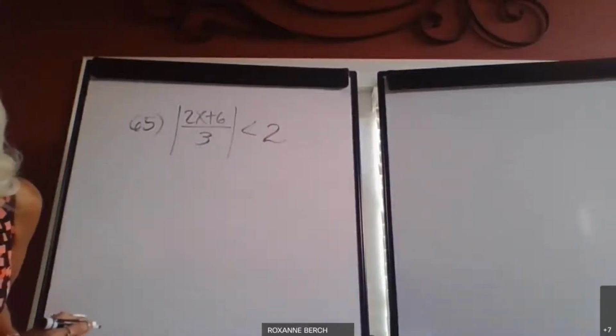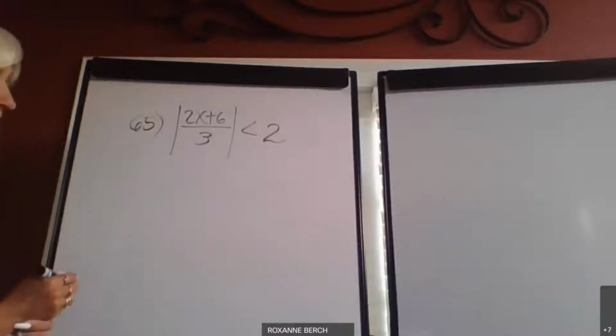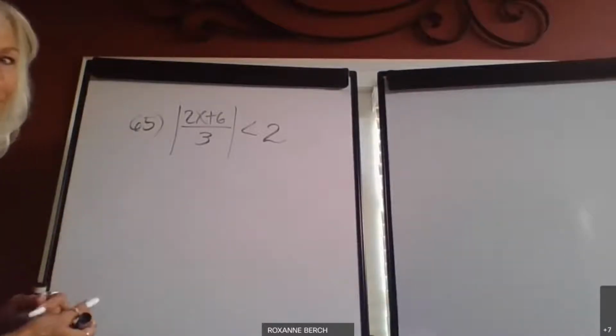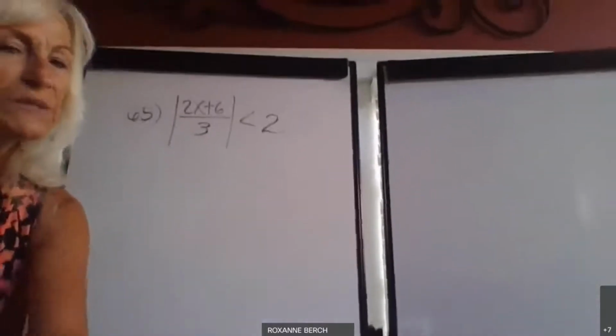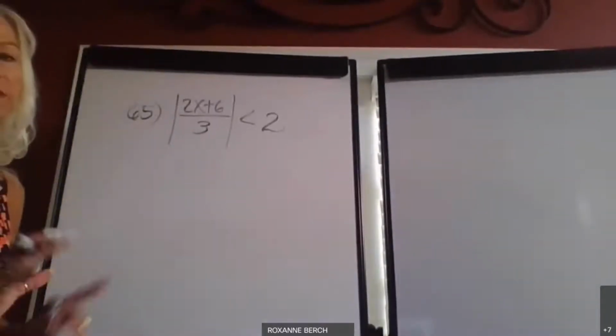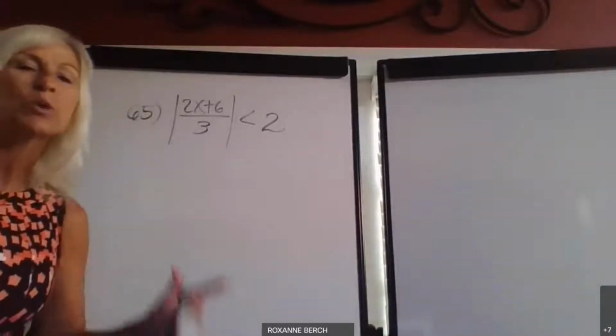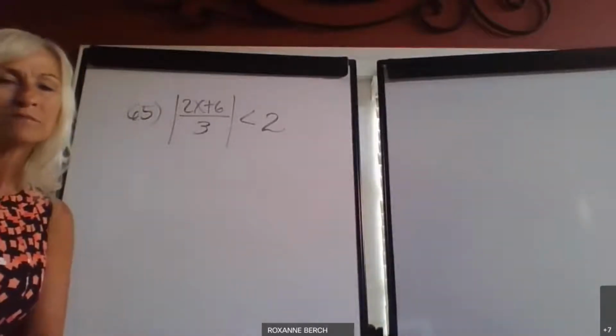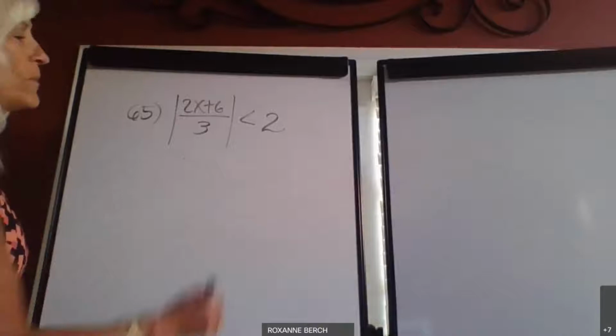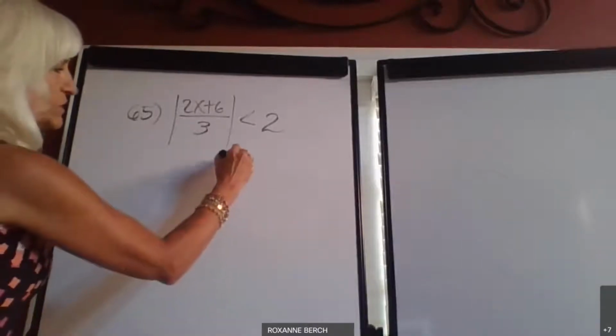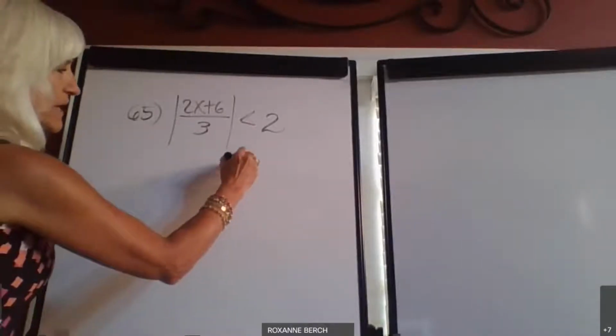And remember the steps with this. You want to isolate the absolute value, and it is isolated. And so we're good to go. Since it's isolated, first we have to decide, is this an and or an or? And that's less than or equal to. And they want us to solve it.